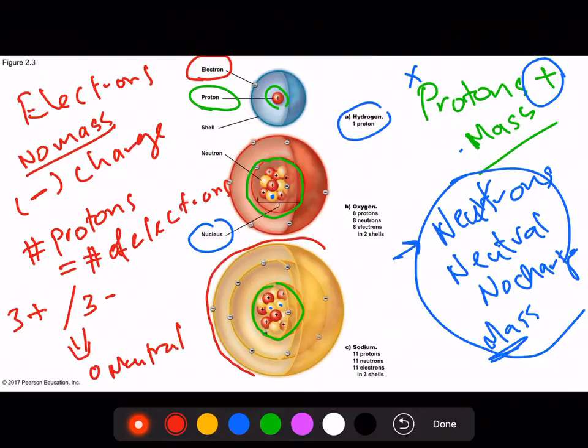So the overall net charge of sodium, for example, is 0. The same is true for oxygen, and the same for hydrogen. Hydrogen has one proton, that is one positive, and one electron, that is one negative, so they will equalize each other. Oxygen has 8 protons and 8 electrons: 8 positively charged subatomic particles and 8 negatively charged subatomic particles. So this will make them 0. And that is the case for many of these atoms.